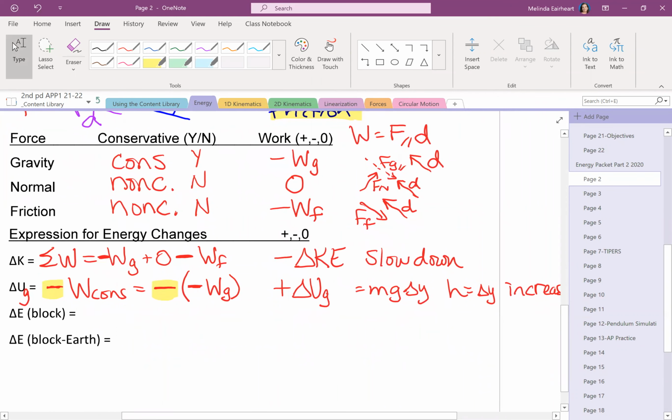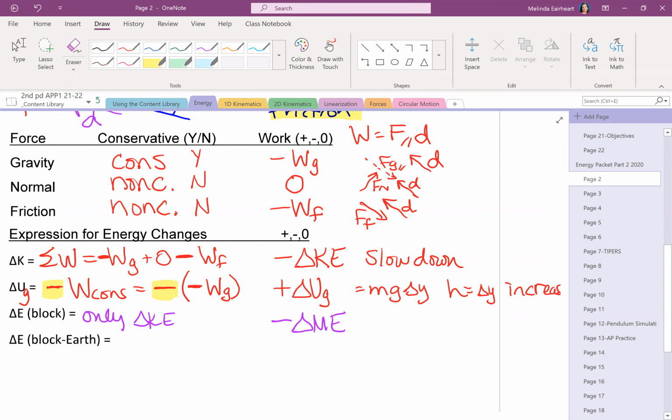Okay, now put your nitty gritty hats on, just a little bit different. Now it's how you define the system. If the system is the block only, we can only consider what kind of energy? Only kinetic. And so we had a negative change in kinetic up above, and so we'll have a negative change in mechanical energy. If all we're considering is kinetic, well, it's slowing down. Something's causing this object to slow down.